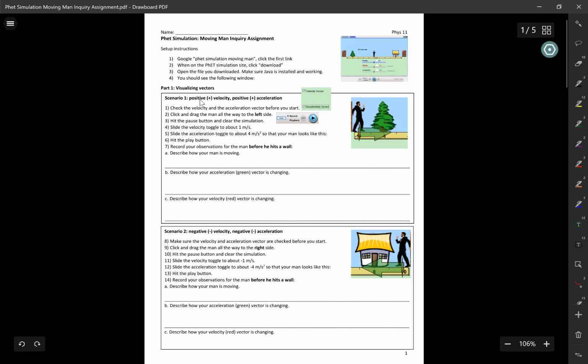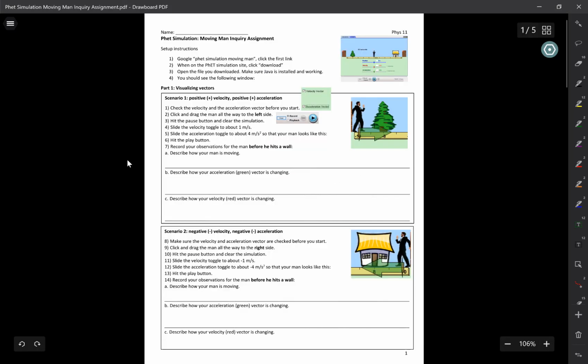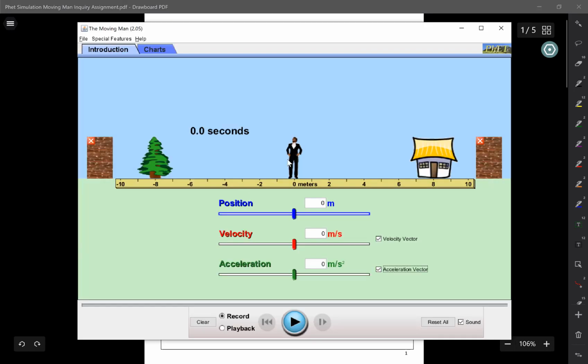Part 1. This is when your velocity and your acceleration are both in the positive direction. Number 1, you must check the velocity and acceleration vector before you start. And this is really to help you visualize how these vectors change over time. Okay, next step. Click and drag the man all the way to the left side. Bam. That's the left side.